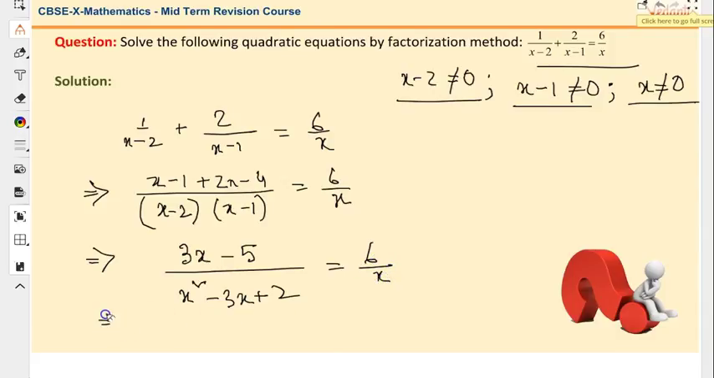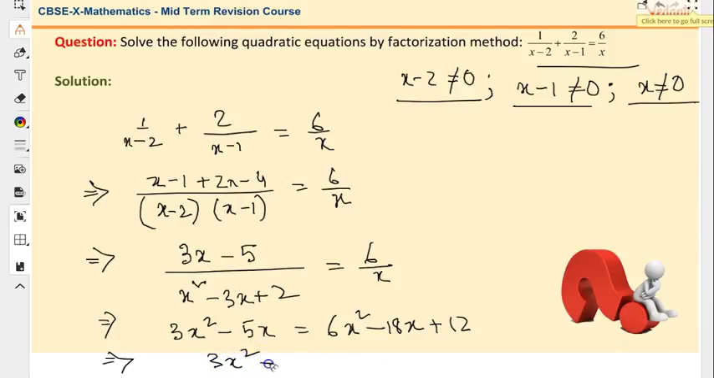Now if I cross multiply, I will get 3x square minus 5x is equal to 6x square minus 18x plus 12. Now I will get a quadratic equation which will be 3x square minus 13x plus 12 is equal to 0. Now we have to factorize this. I'm not showing factorization here because I hope you know it, and I have done a lot of sessions previously on factorization. But in my course I will go into a little more detail in factorization.